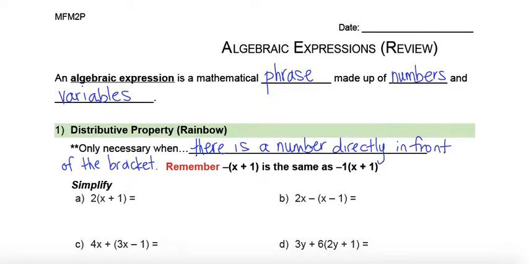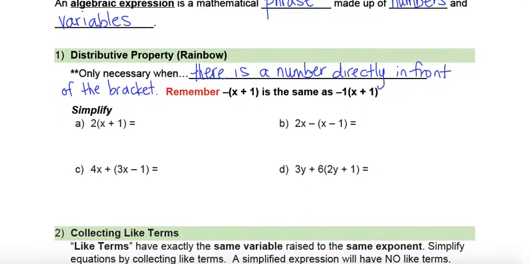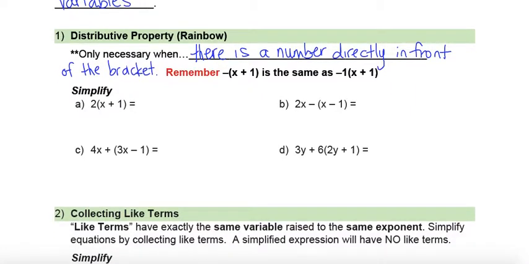So we're going to simplify some examples using the distributive property, and you can see why it's called the rainbow, because when we multiply the term outside of the bracket by everything inside of the bracket, it sort of creates that rainbow effect when you draw those arrows. So 2 times x plus 1, first we do 2 times x, which is 2x, and then we do 2 times 1, which is plus 2, or positive 2.